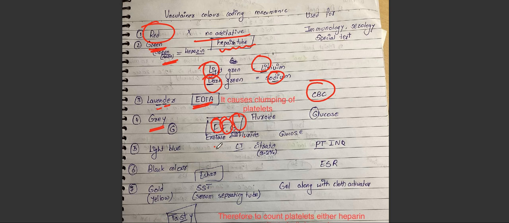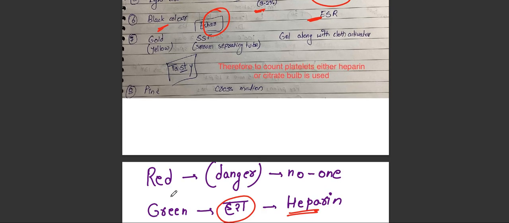Then light blue color means CT, PT. CT is for the citrate and PT is for the INR. PTINR, you know that PTINR is used for the clotting factors measurement, that is the prothrombin time. Then black is Ganda is Ishar meaning ESR for the measurement of ESR. Then gold meaning yellow color, that is the gold is just like yellow color and it is representing by the mnemonic, that is tasty. SST means serum separating tube and Y is the yellow color tube. And it is also used for measuring the platelets.